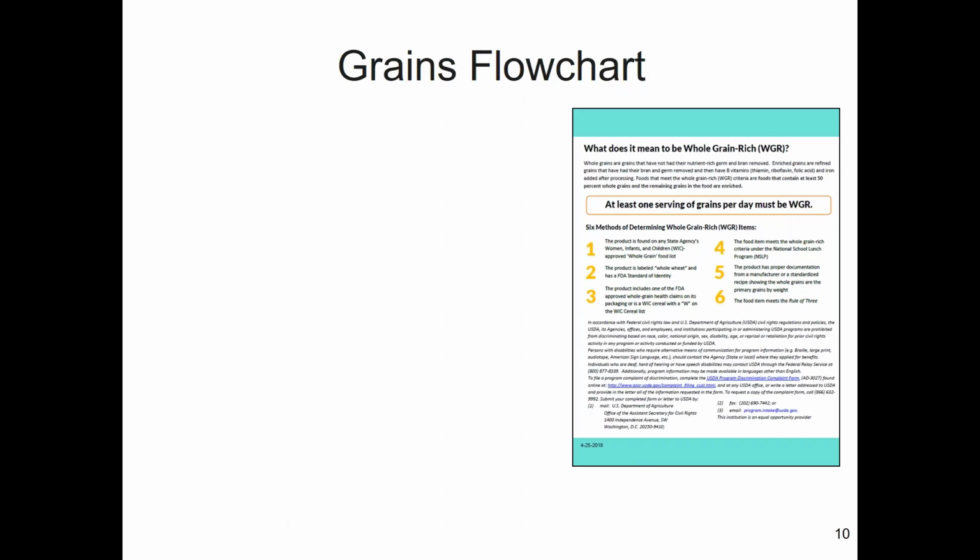Generally, it's pretty easy to tell if your item is creditable and/or whole grain rich. Sometimes, though, it can be a good idea to double check. The handout you see on the screen is the back page of the grains flowchart. It's also known as the flowchart for determining creditable and whole grain rich grains. You saw the back page on our previous slide.